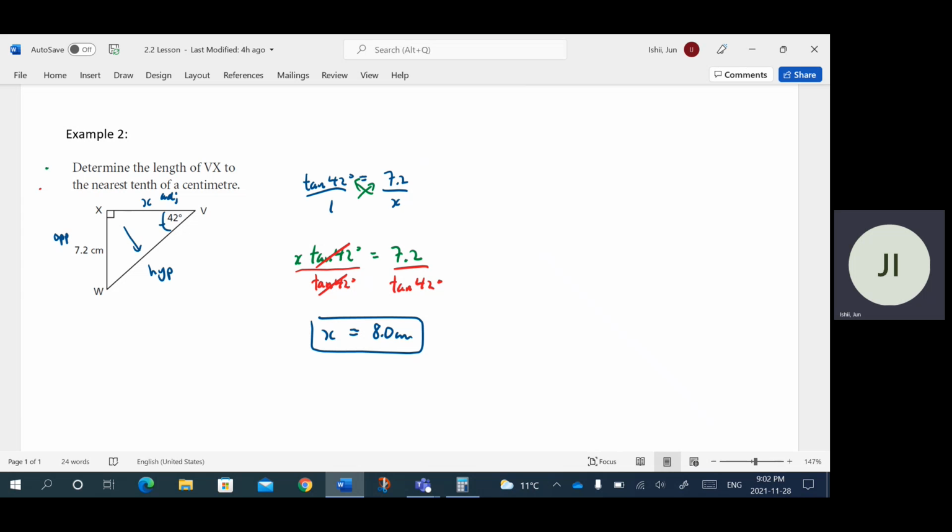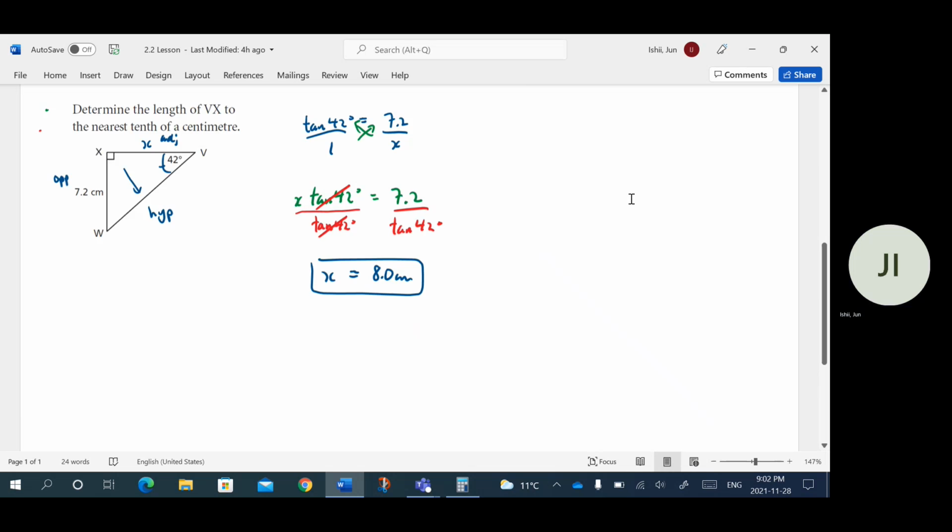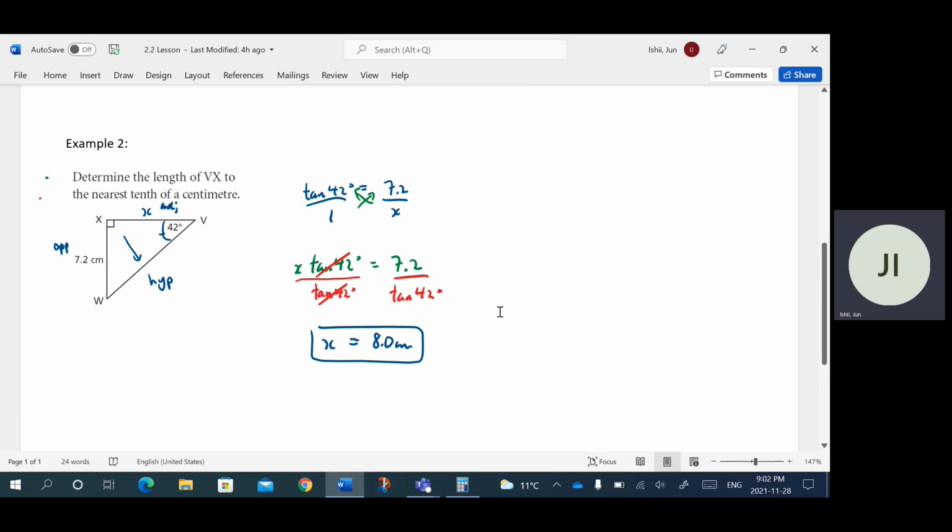All right, guys, cool. That was a fairly quick one, hopefully. Yeah, so that's using the tangent ratio to solve for lengths.